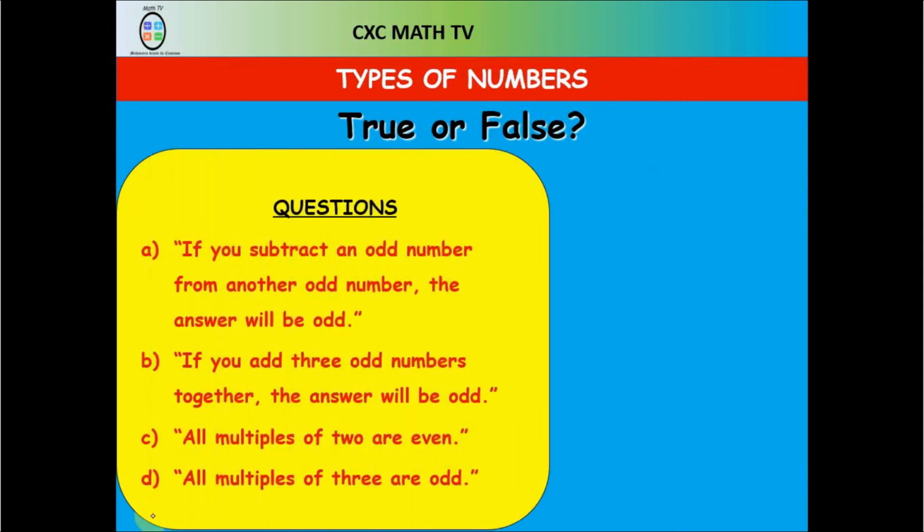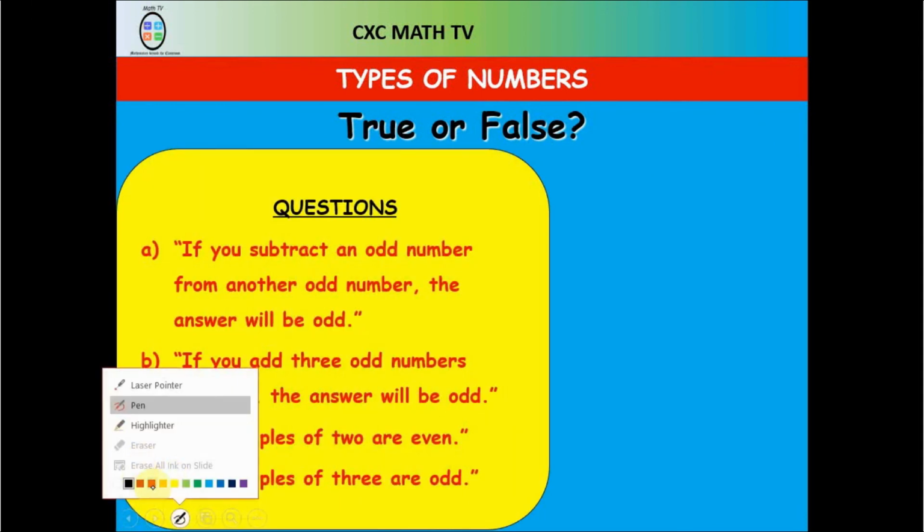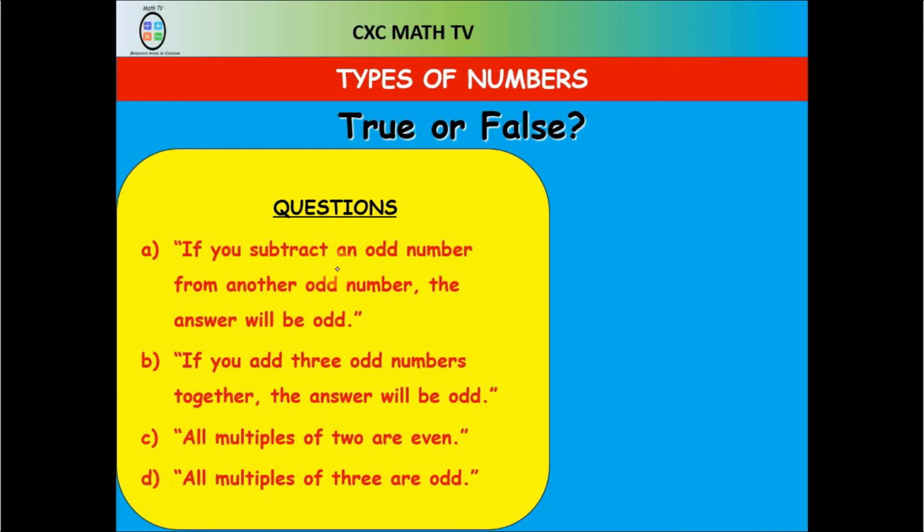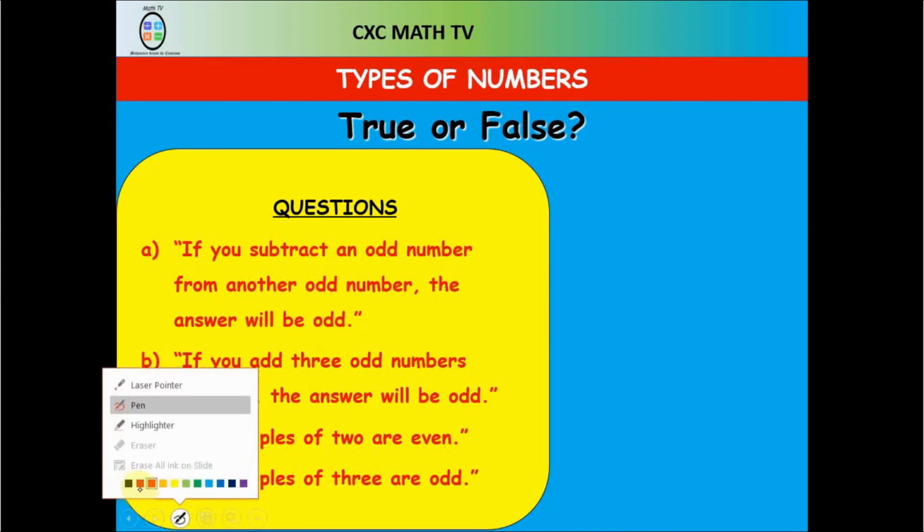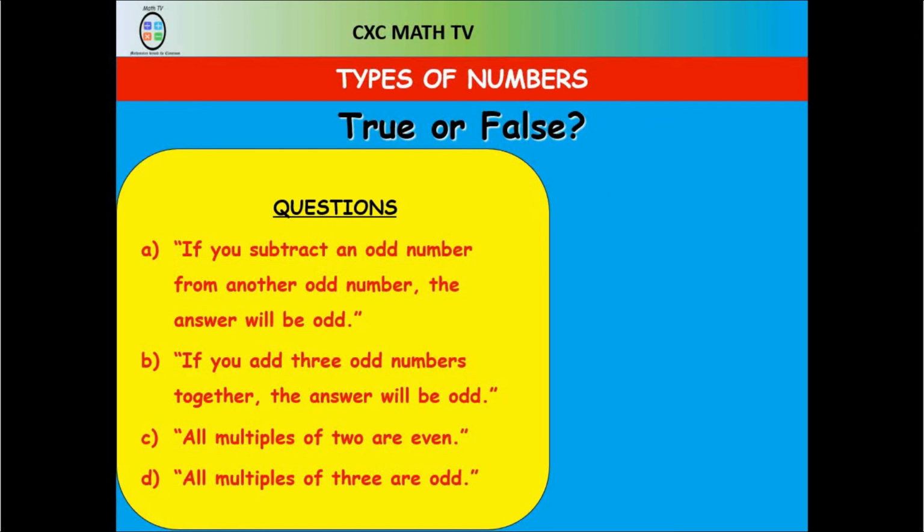Let's step up the question a little bit. Alright, so the next part A. If you subtract an odd number from another odd number, the answer will be odd. Let's check that out. If you have an odd number, I'll use the number 17, and you subtract another odd number, maybe 7. Will the result be odd? No, because 10 is what? That's ending with a 0, which is even. So therefore, this is not true, this is false.